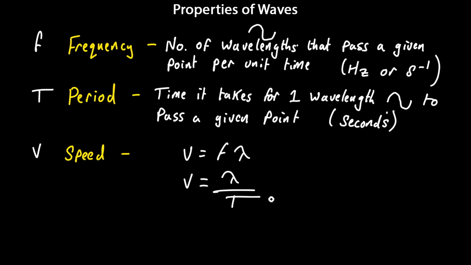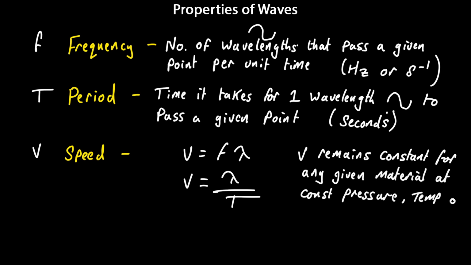When we look at any mechanical wave moving through a medium, the speed of the wave remains constant, even when the frequency and the wavelength change. And this is because the speed of the wave depends upon the properties of the material.